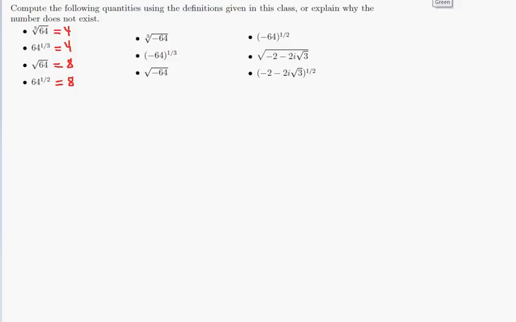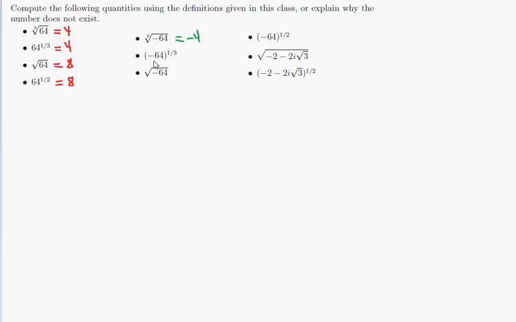Where it gets interesting is if numbers are permitted to be negative. The cube root of negative 64 is equal to negative 4. If I take negative 4 to the 1/3 power, so negative 4 to the third, that is equal to negative 64. And so the cube root of negative 64 is negative 4, as you would expect. However, negative 64 to the 1/3 power is going to be something different.